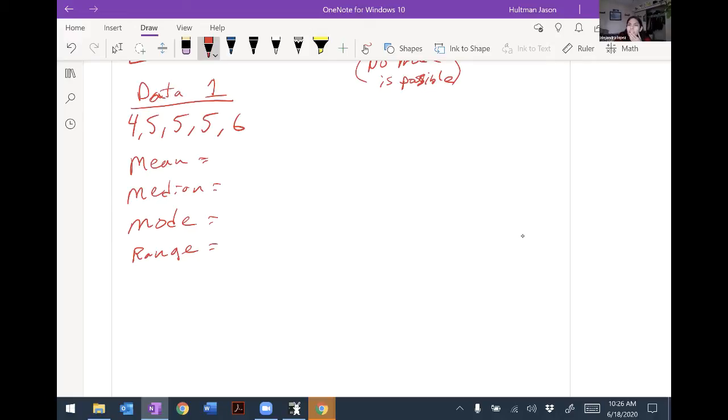Okay, so the data is 4, 5, 5, 5, and 6. Five pieces of data. The mean, what would the mean be? Well, it would be the sum, 4 plus 5 plus 5 plus 5 plus 6, all over the number of items. How many items are there here? Yeah, there's 5 items, right? So I'm going to add all these together. I'm going to use a calculator to help me do this.